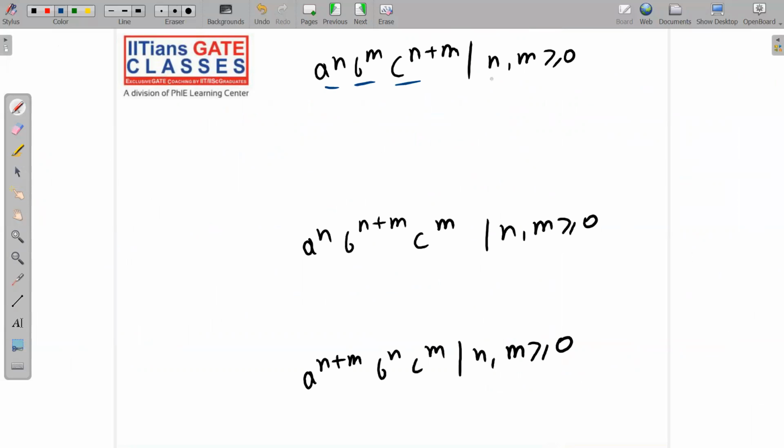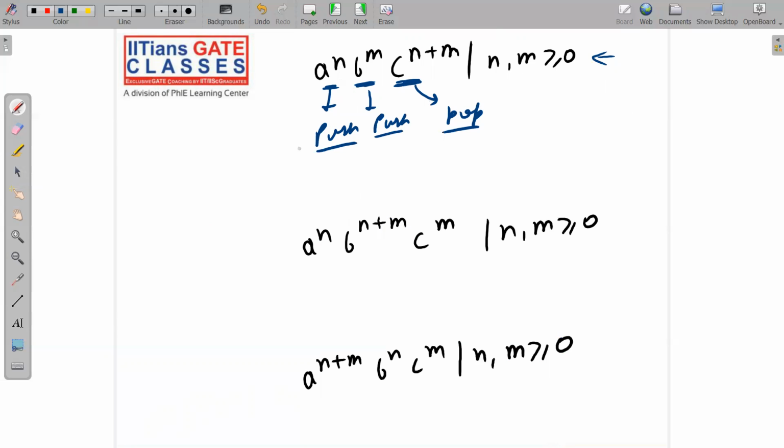A^n B^m C^(n+m). Is this DCFL? See here, C is the sum of the A's and B's. So how will you do the sum of A's and B's? Obviously A will be pushed, B will also be pushed, so the total A's and B's are pushed. Now whenever C comes, we will start popping. So C will cut the B's also and the A's also.